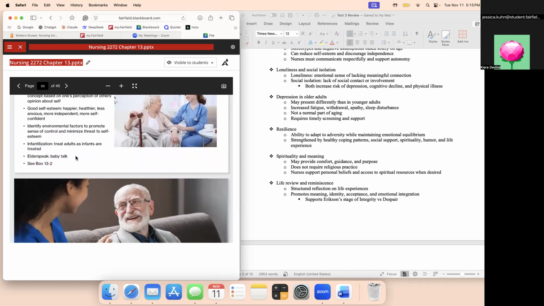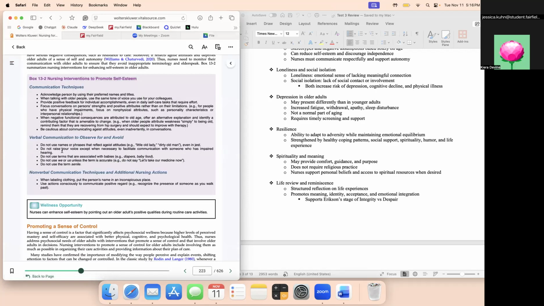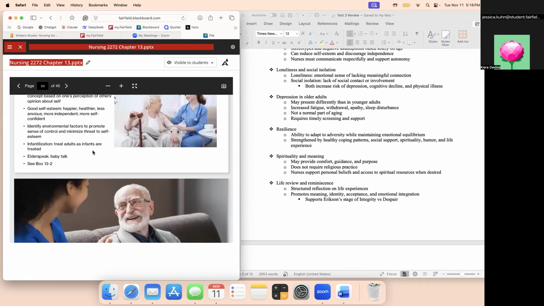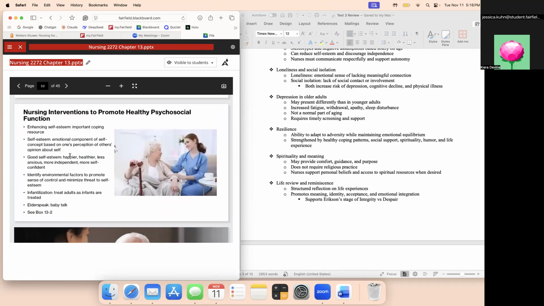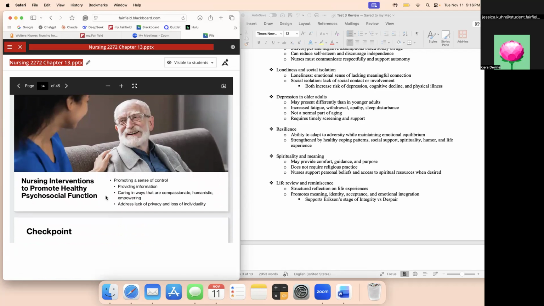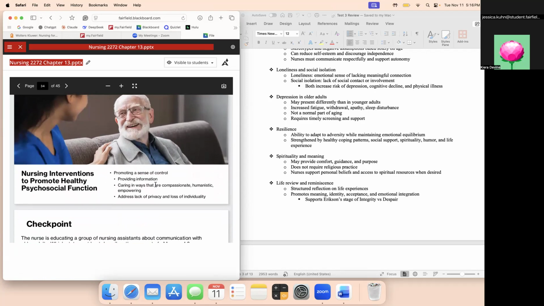We see this a lot, this treating elder adults like infants. I would assume that's a no-no. I don't, but sometimes these books do weird stuff. Yeah, avoid the infantilization of older adults and elder speak and baby talk. You just talk to them like they're adults, not like they're babies. And avoid giving them pet names like honey or sweetie. Promote a sense of control. It goes back to that empowerment that we talked about in the last slide.